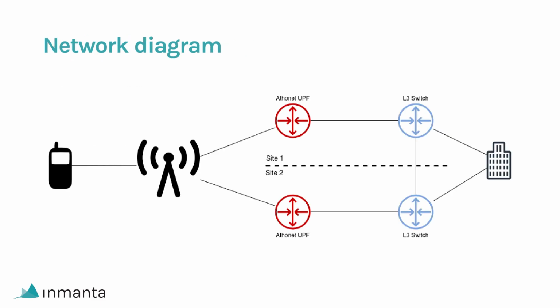So once this is deployed, this is what we will have. On each side, there is the Athonet UPF VRF and the layer 3 switch VRF. It's this VRF that creates the connectivity to the enterprise.